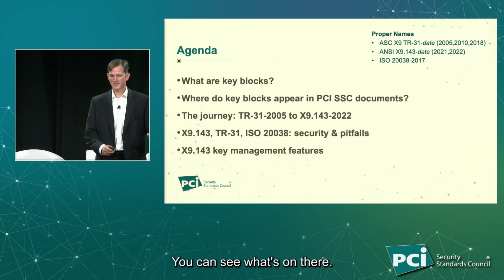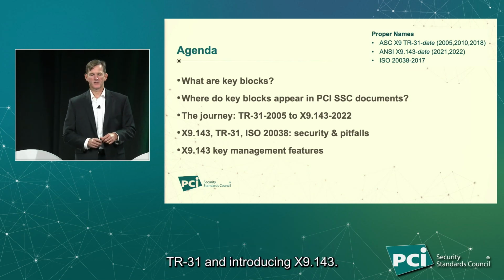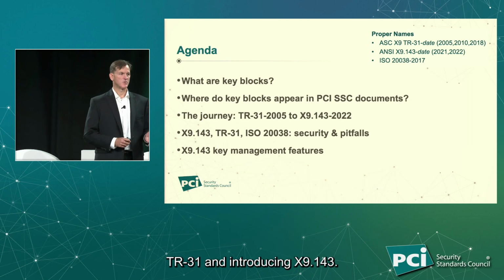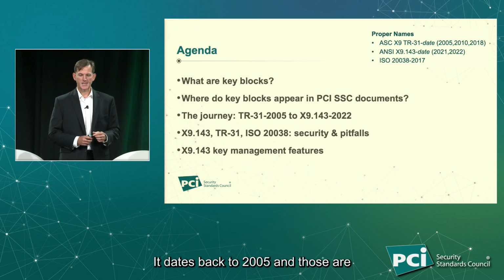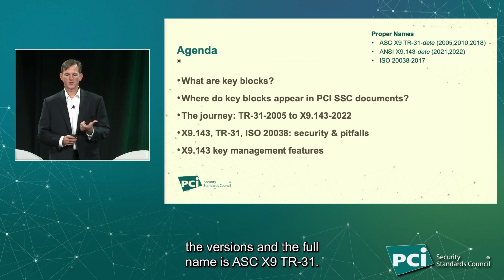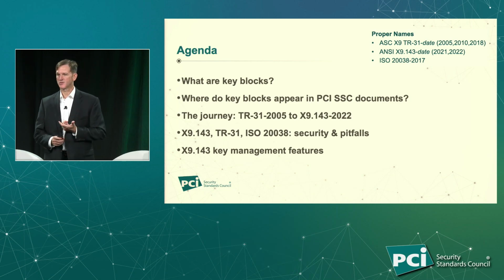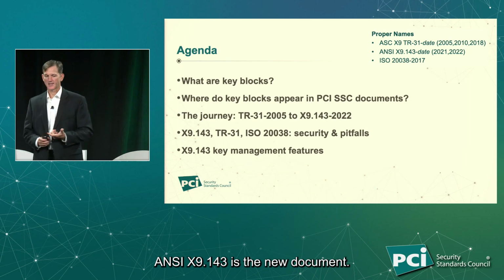You can see what's on there. I do want to mention that I've abbreviated most of the names to the names you're familiar with, TR-31, and introducing X9.143. What you might not know is there are 3 versions of TR-31. It dates back to 2005, and those are the versions and the full names: ASC X9 TR-31, and ANSI X9.143 is the new document.